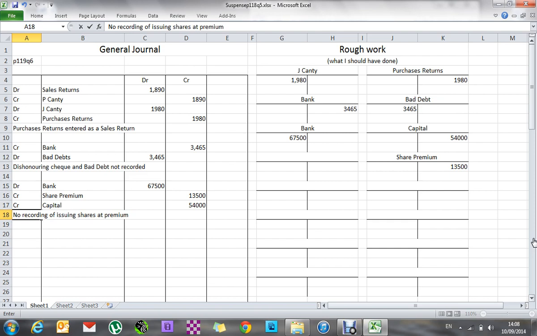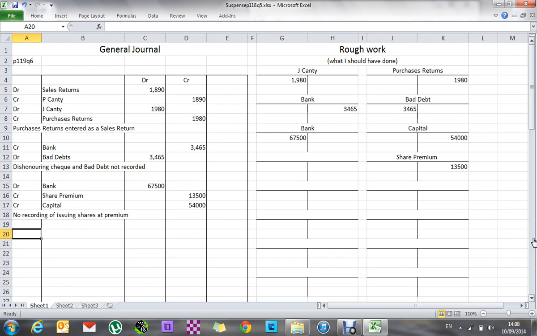Just so we understand, normally shares are sold at their face value, which is €1. So that means if you put in 54,000, you get 54,000 shares. This company, the shares are more valuable. So when we issue the shares, people are willing to pay more money, so we charge them extra, which is called premium.